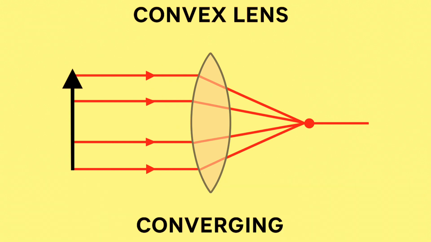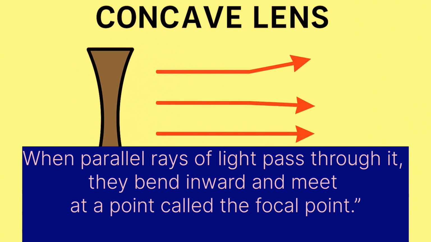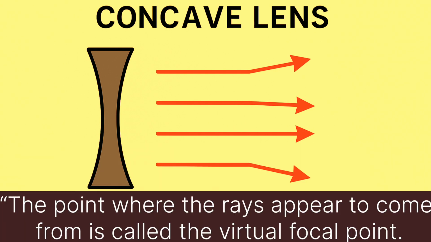Next, moving on to the concave lens. The four parallel lines we can see are diverging. Why? Because when parallel rays of light pass through it, they bend outward. The parallel rays. The point where the rays appear to come from is called the virtual focal point. They are the diverging type.